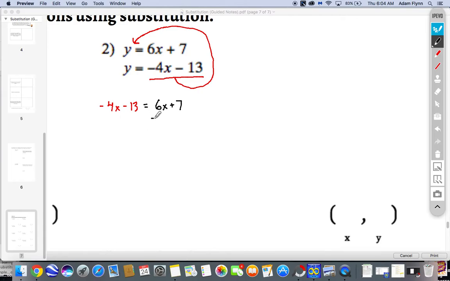So I can get my x's all on one side, so I will use a different color for that. I will subtract 6x on both sides to move my x's over to the left. The x's cancel on the right side. Negative 4x minus 6x is going to be negative 10x. And then I'll bring down everything else. The minus 13 equals the positive 7. So when I do that, I can get my numbers to the right, so I can add 13 to both sides.